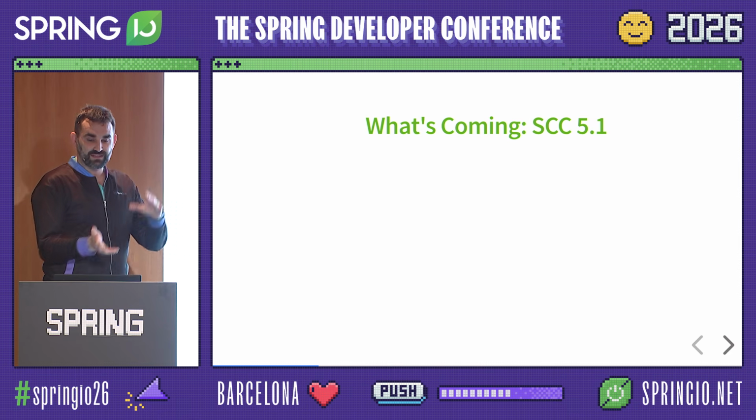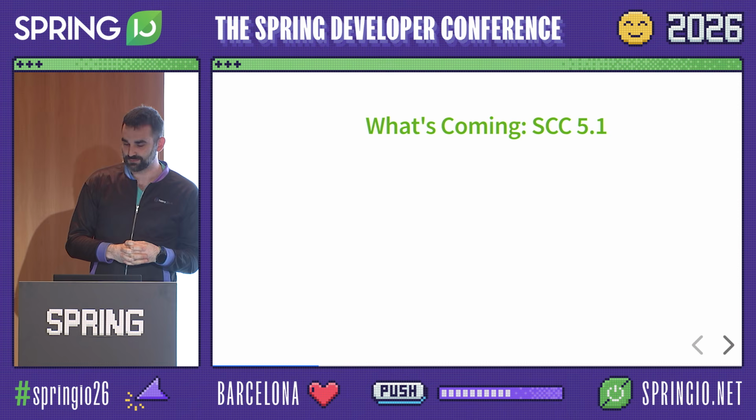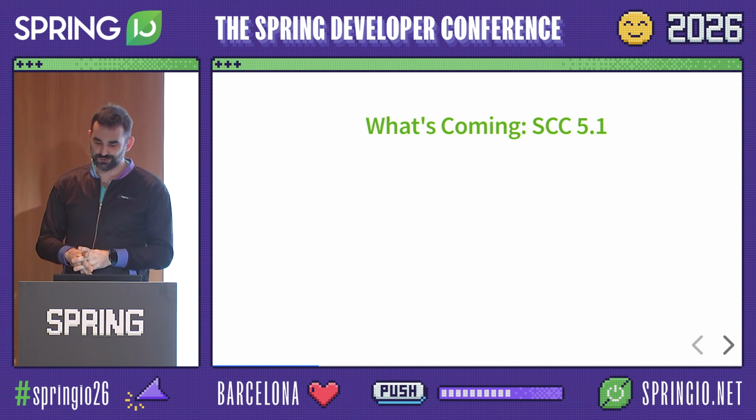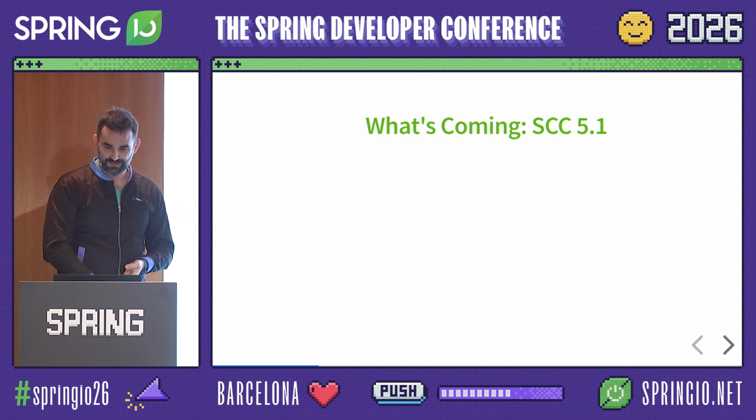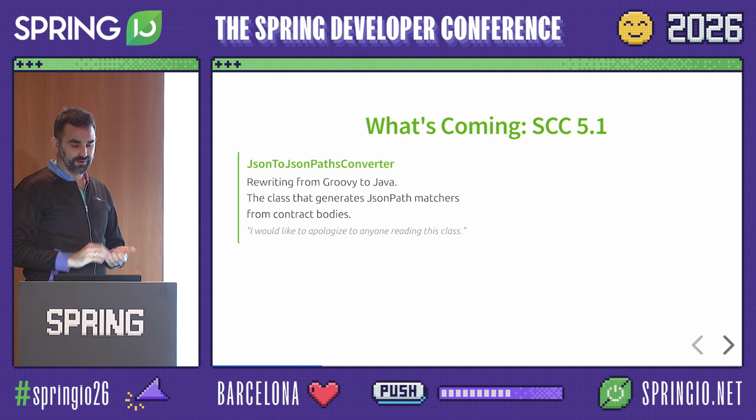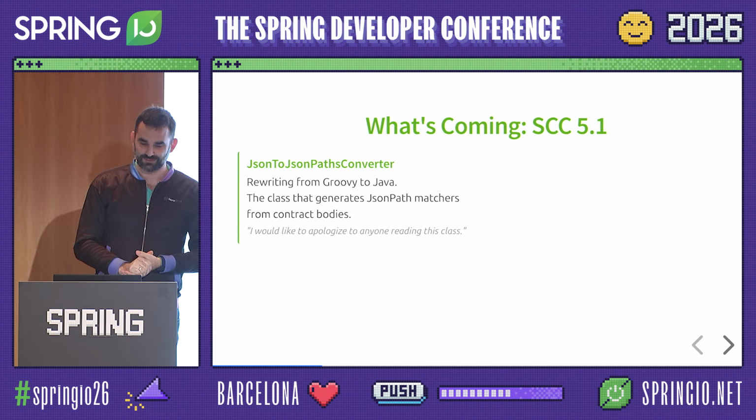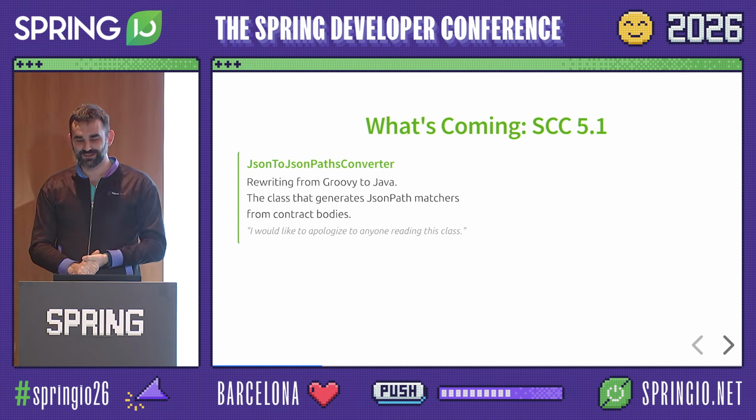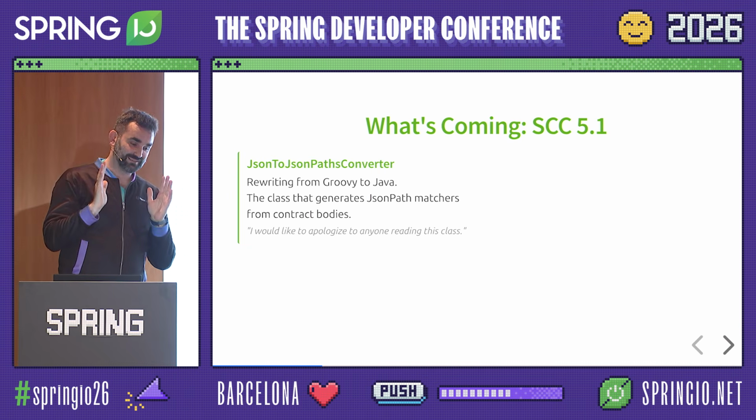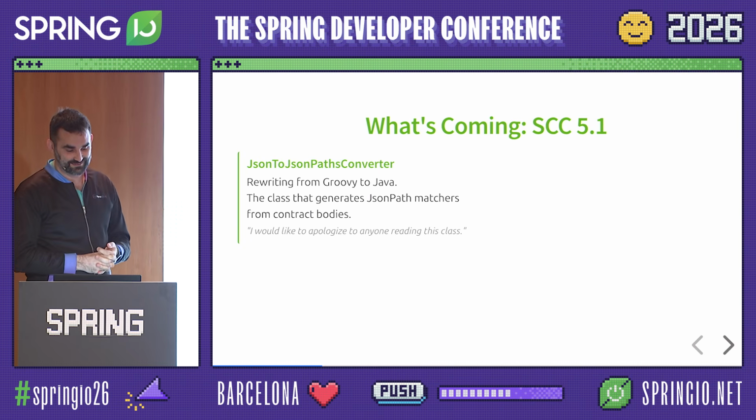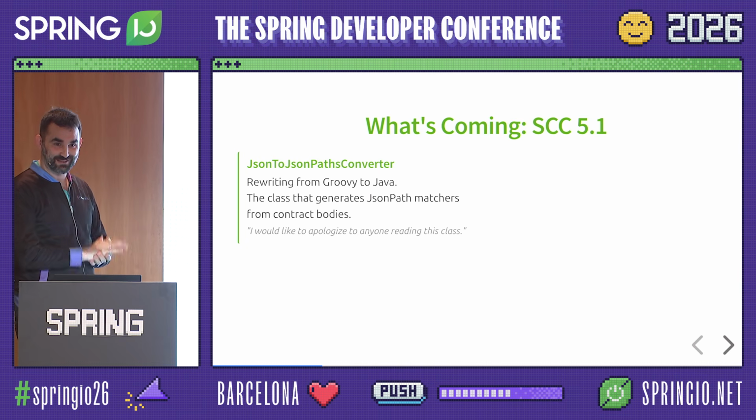Now, that's history. I'm going to talk a little bit about what's coming in Spring Cloud Contract 5.1, and then I'm going to switch to the most interesting topic right now, the hottest one, which is AI. In Spring Cloud Contract 5.1, recently I was interviewed by the GOTO conference, and I mentioned that there is a class in which, literally in the Java docs, or Groovy docs actually, it says I would like to apologize to anyone reading this class. It's there. I'm not joking.